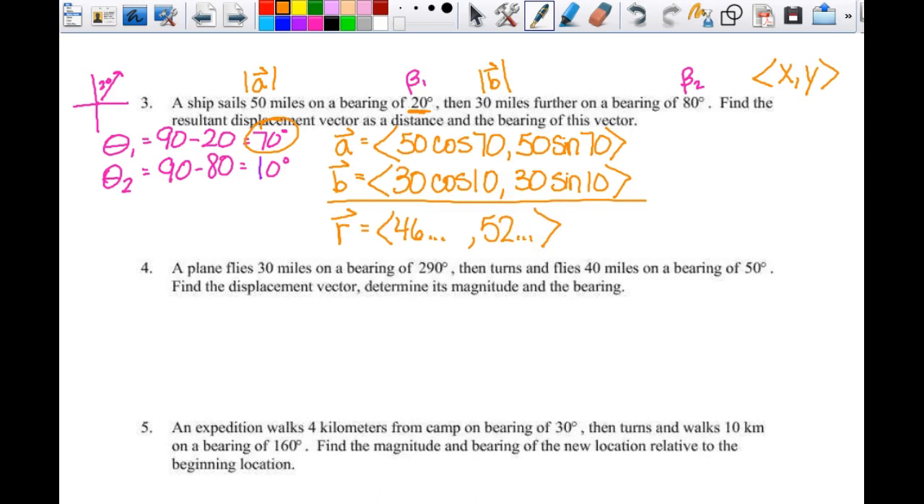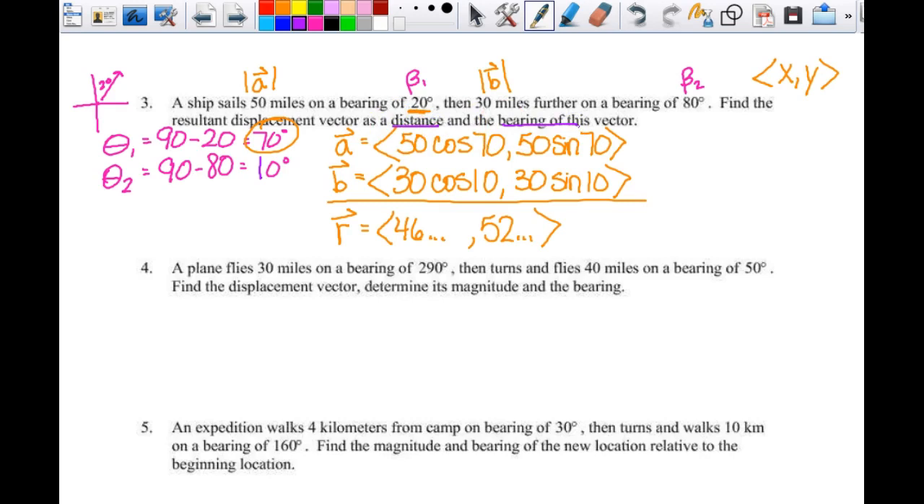Now, is that my answer? Did it ask me for that? It didn't ask me for the component form. What is it asking me for? The resultant displacement vector as a distance and a bearing. So I need to get it back into the magnitude and amplitude type of version.